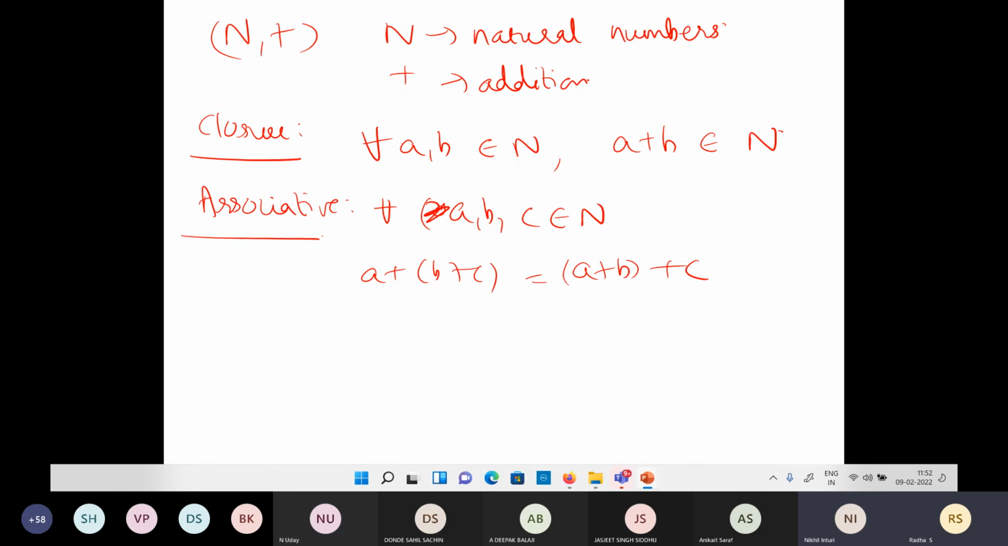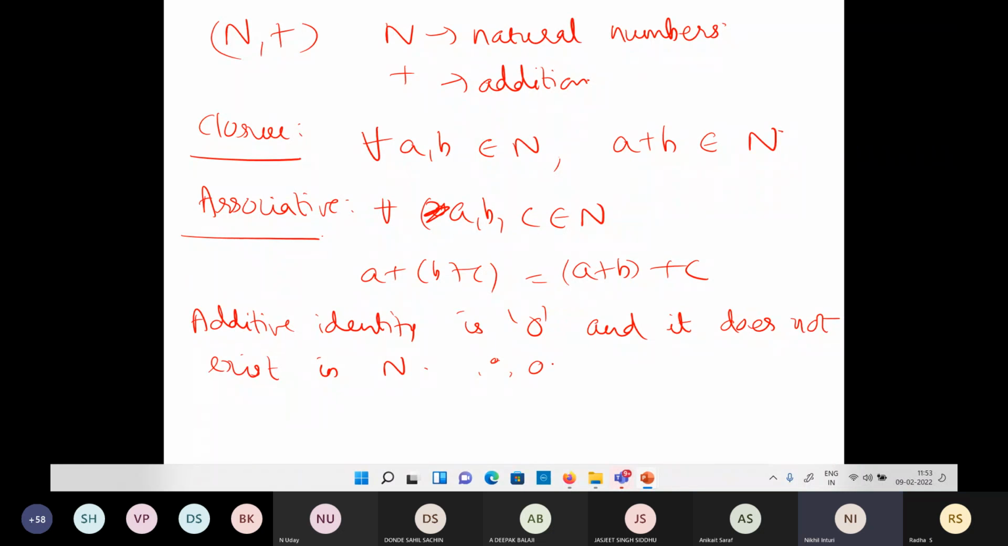What will be the identity element under addition? Zero. Is zero there in natural numbers? No, ma'am. So additive identity is zero, and it does not exist in N. Therefore, 0 does not belong to N. So N under addition is simply a semigroup, not more than that. Point clear? Yes, ma'am, it's clear.